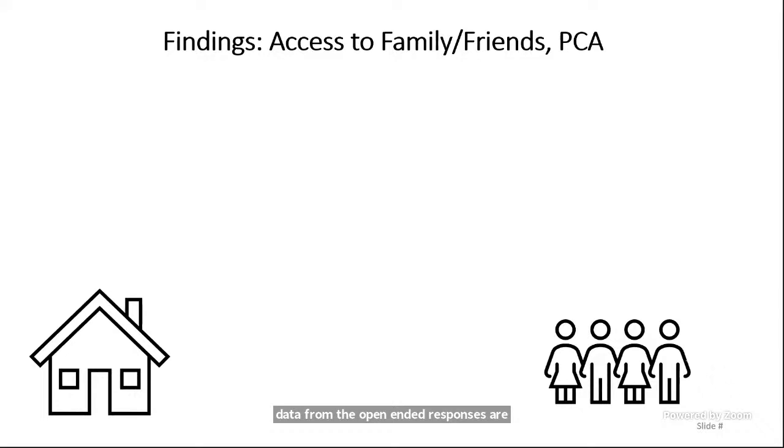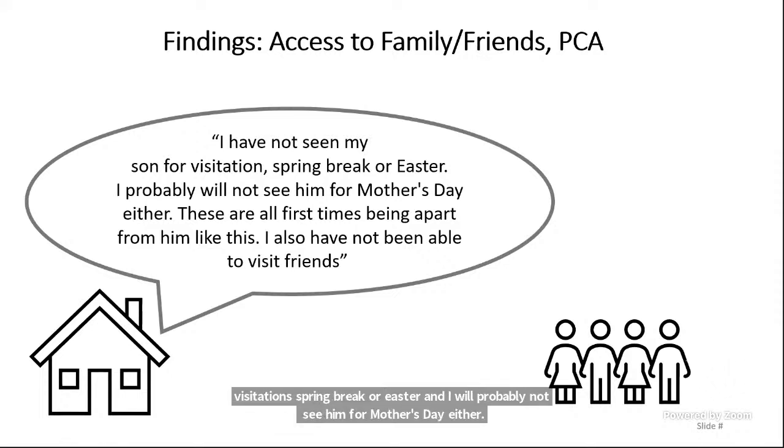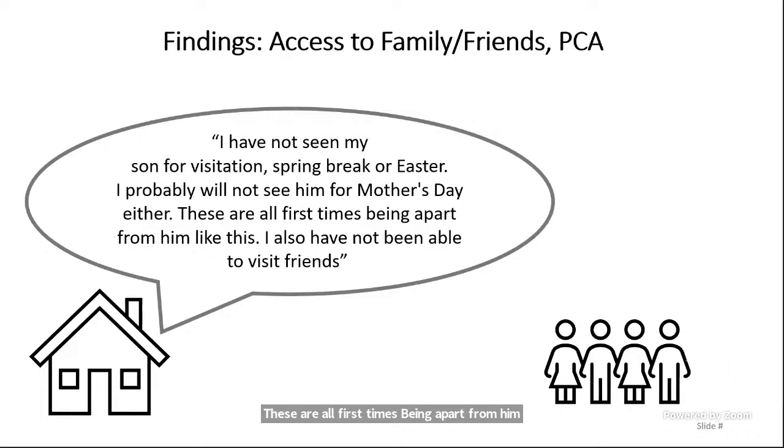Our findings show that access to family and friends, which includes personal care assistance, was the most negatively affected community participation topic of all the topics that we asked about. So this participant expressed the fact that she had not seen her son for visitation, spring break, or Easter, and "I will probably not see him for Mother's Day either. These are all first times being apart from him like this, and I've not been able to visit friends."